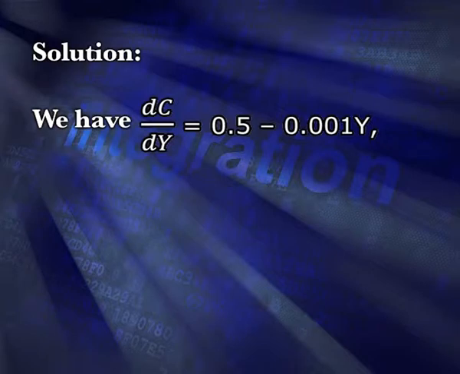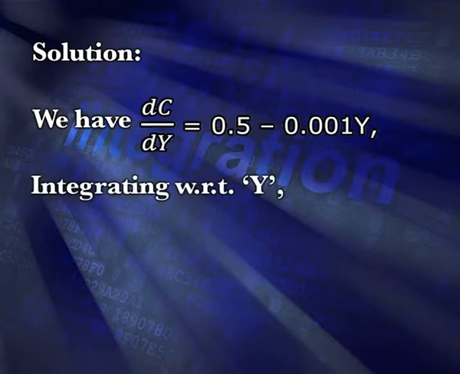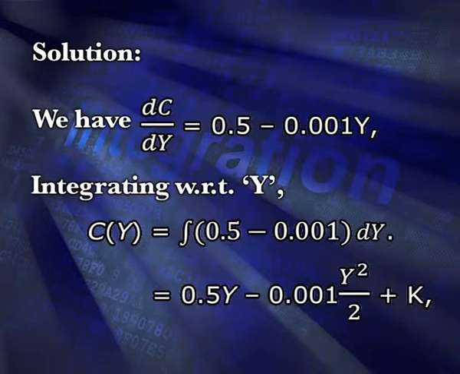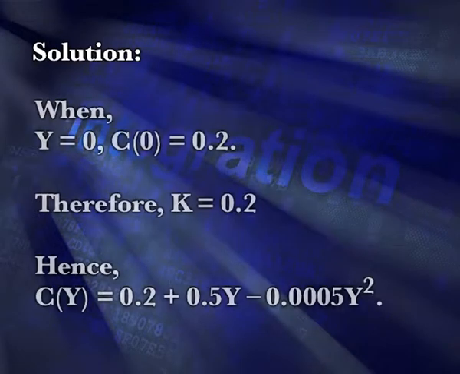We have dC by dY given as 0.5 minus 0.001Y. Now integrating with respect to Y, C of Y is equal to the integration of 0.5 minus 0.001Y dY. That is equal to 0.5Y minus 0.001Y square by 2 plus k. Now when Y is equal to 0, C of 0 will be equal to 0.2. Therefore k is equal to 0.2. Hence C of Y is equal to 0.2 plus 0.5 times Y minus 0.0005Y square.